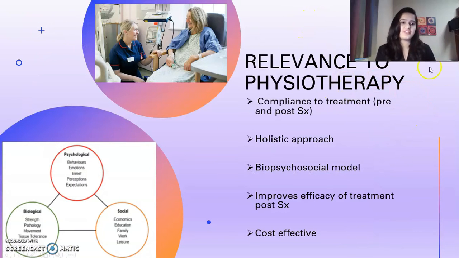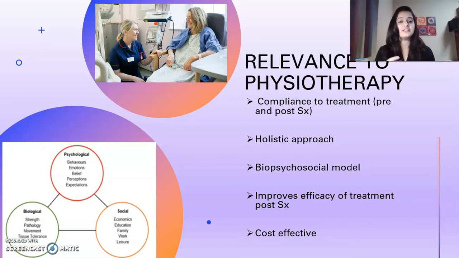Now, relevance to physiotherapy. After understanding everything, we would think, how is this relevant to physiotherapy? For us, if the patient has reduced anxiety and reduced pain, then his or her compliance to the treatment would be better. The treatment would be more effective if the patient is in a good mental state. It will help us prepare the patient before the surgery.